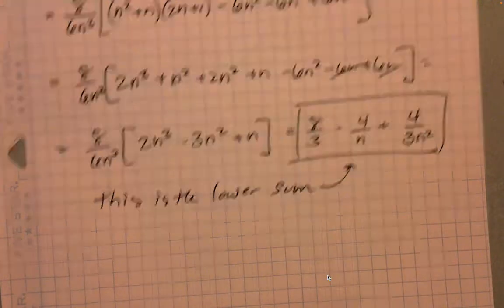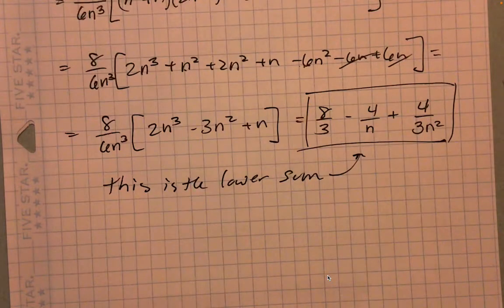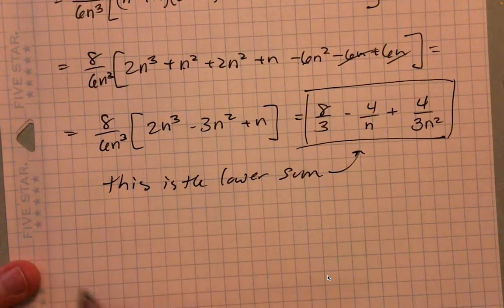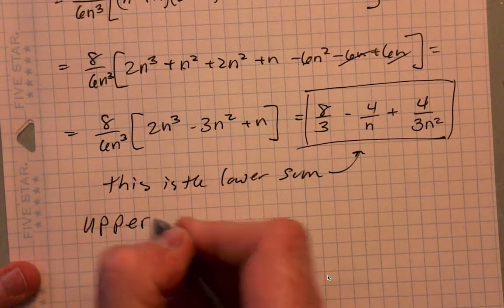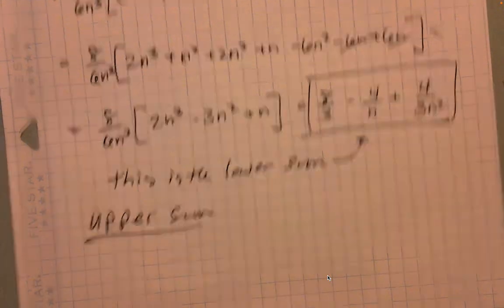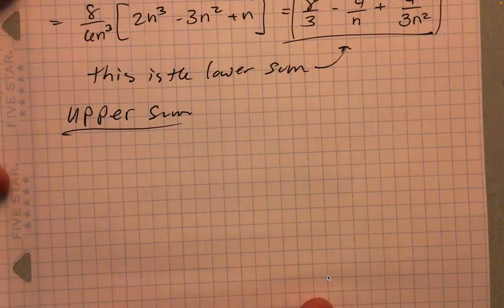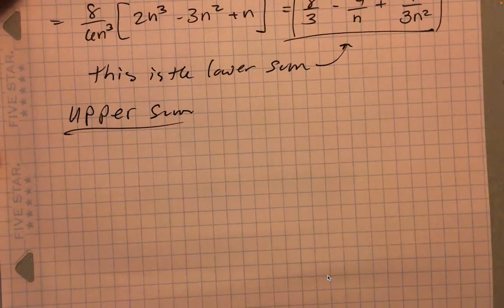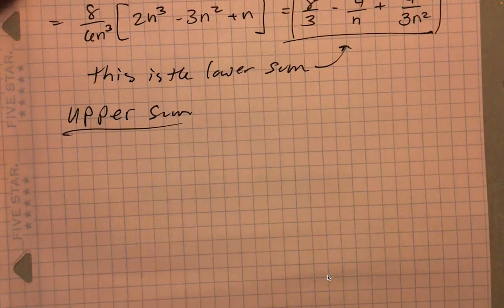Okay, that's the lower sum. All right. Now we have to do the same thing for the upper sum. Now it's very similar. The calculation is largely the same. It's just some of the expressions will change and the terms look different.